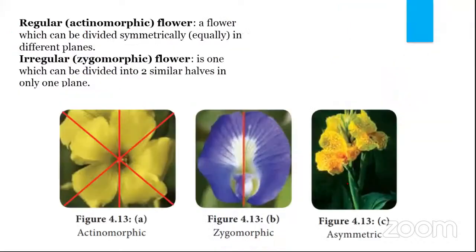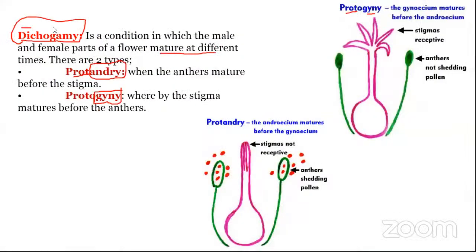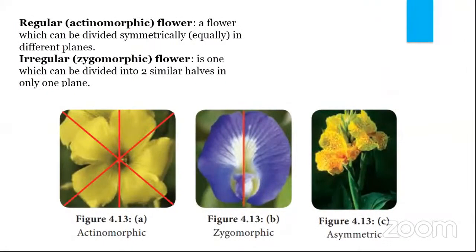And then we also have some other terms. Another term is regular flower. The regular flower is a flower which can be divided symmetrically in different planes, okay? And you can see here in figure 4.13, you could divide this in any plane. But the irregular flower is one which can only be divided into two similar halves, like this flower of the Crotalaria, which resembles the one for the bean plant.